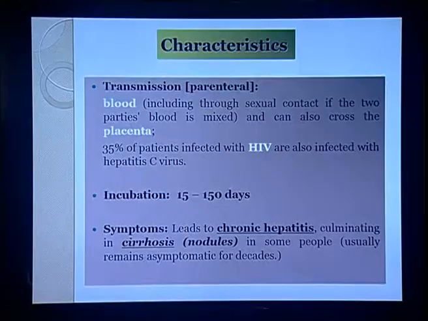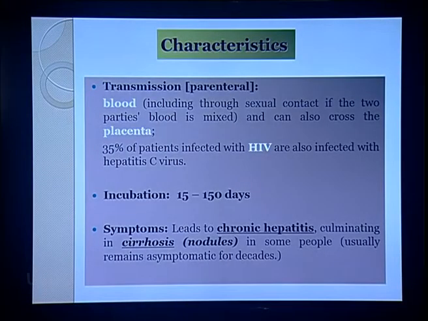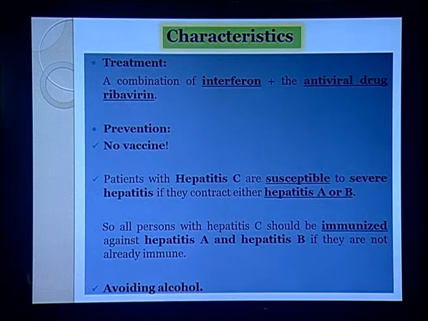Now, coming to the transmission, the route is parenteral. That means through blood or through placenta. But here I would like to mention that the HIV inflicted patients are more prone to getting infected by this HCV disease. Now the incubation time is 15 to 150 days, and regarding the symptoms, chronic hepatitis develops, which is characterized by cirrhosis.